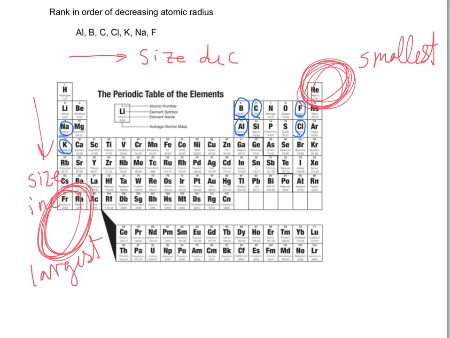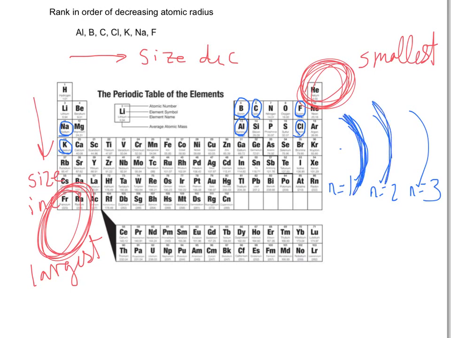For example, the second energy level would be much smaller than the first energy level. So there's your first energy level, second, and third. Elements that are in the first energy level are all smaller than the second energy level, which are all smaller than the third energy level when it comes to radius.